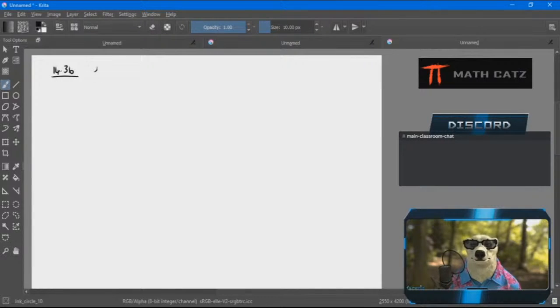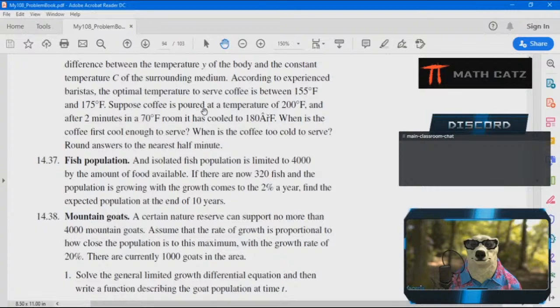So we're going to, of course, have our function variable represent the temperature at time t. Now, how am I measuring t? Let's just have a look here. Optimal temperature between these two. Okay, sure, that's going to come up later. Coffee is poured after 2 minutes. So let's count in minutes.